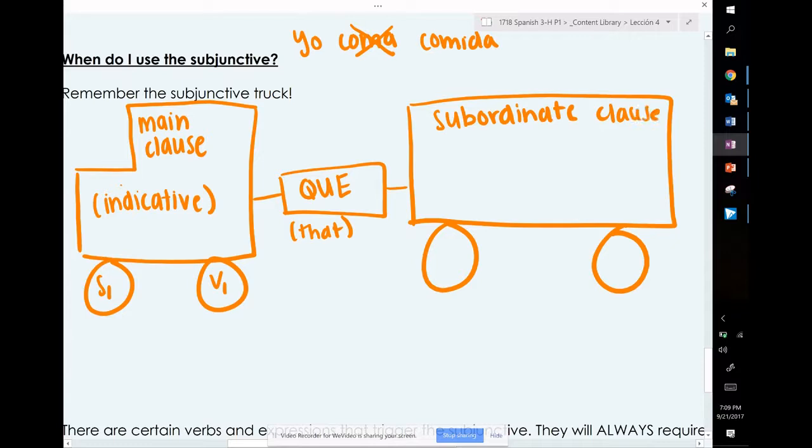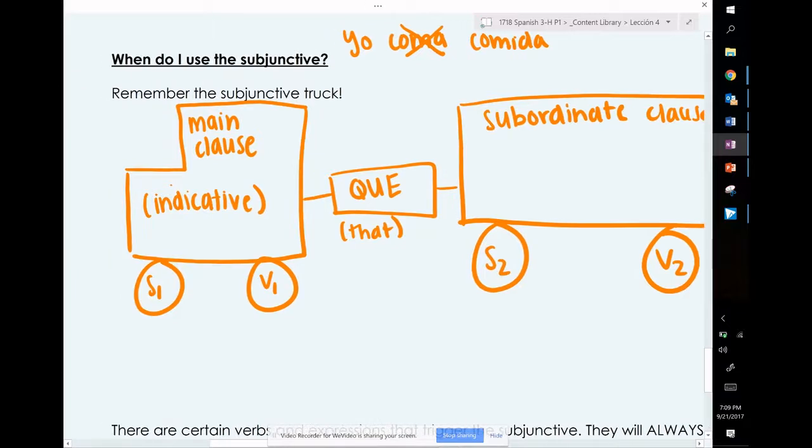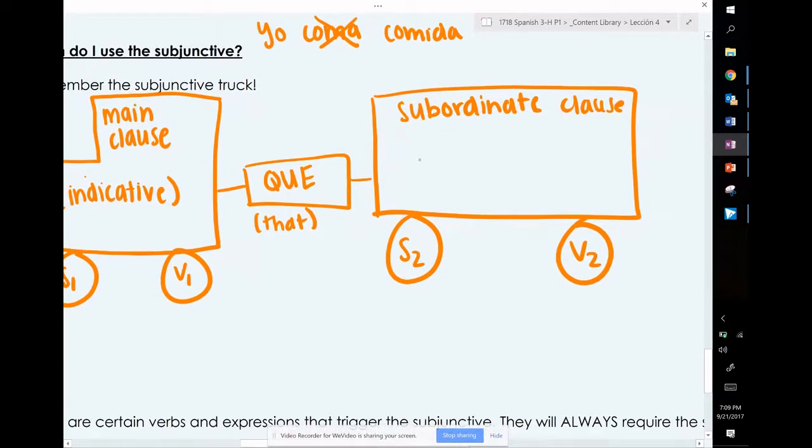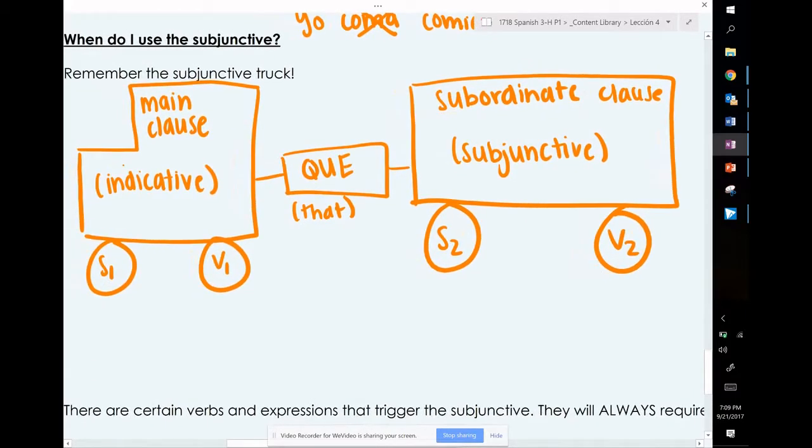Okay, and in the subordinate clause, I have a new subject, subject 2, and a new verb, verb 2. This verb is conjugated to the subjunctive. So to be able to write a sentence using the subjunctive, I have to start with my main clause with my verb in the present indicative, followed by que, and then a new subject, subject 2, followed by a new verb, verb 2, in the subjunctive.